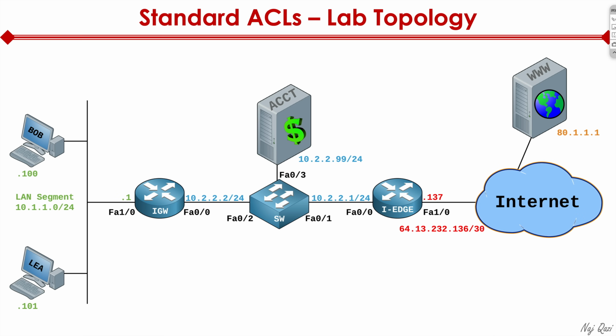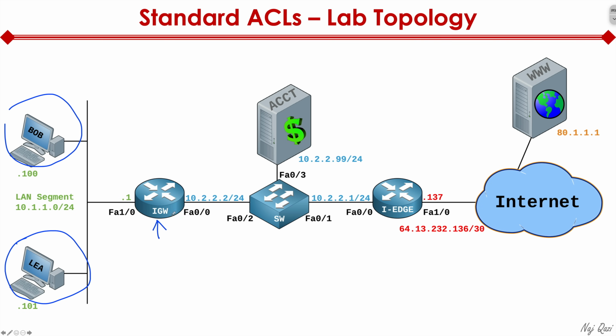So now that you have a good understanding of wildcard masks, I think you guys are ready to jump on a command line. But let's be patient for one more second here so I can explain to you the lab topology. In this topology, we have Bob and Leah on our LAN segment of 10.1.1.0/24. That's to the left of our internal gateway router right here. That's what IGW stands for.